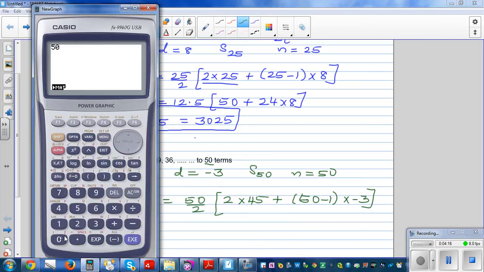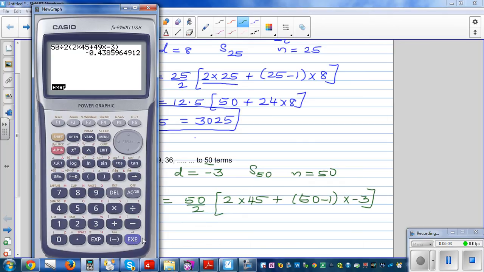You can enter this whole thing on a calculator like this. 50 divided by 2, bracket, 2 times 45. You should have a scientific calculator or a graphic calculator. Plus, you can again put a bracket, 50 minus 1 times negative 3, and then you have to put two brackets, equal, oops, I should put only one bracket, so let me do it again. So 50 divided by 2, bracket, 2 times 45, plus 49 times negative 3.